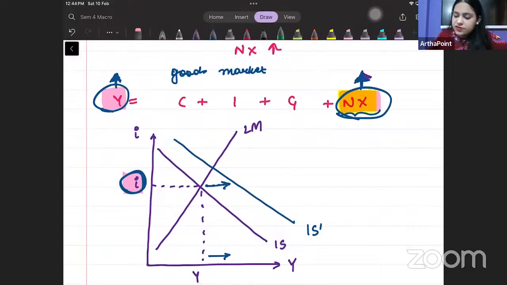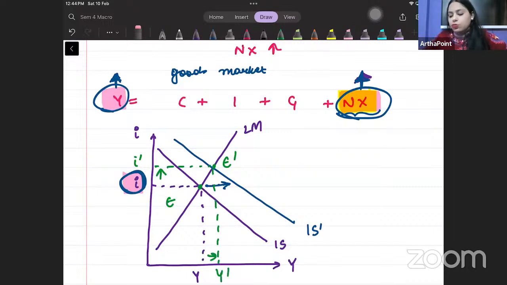And when the IS curve shifted to the right, what will happen to your equilibrium, beta? Initial equilibrium was at E, new equilibrium will be at E dash. So the interest rate will increase and the level of the output will also increase. Interest rate भी increase हो गया और output का level भी increase हो गया.